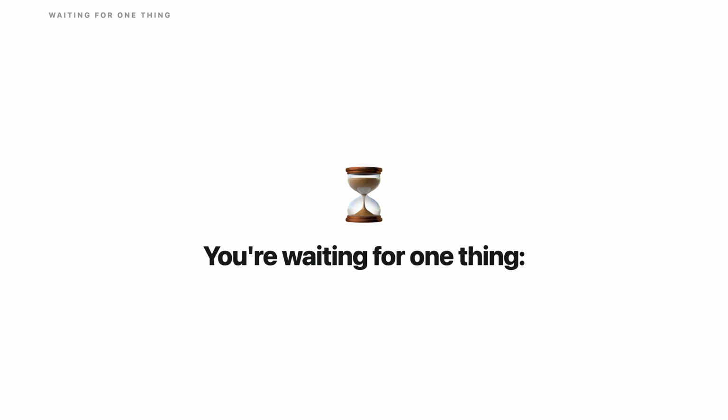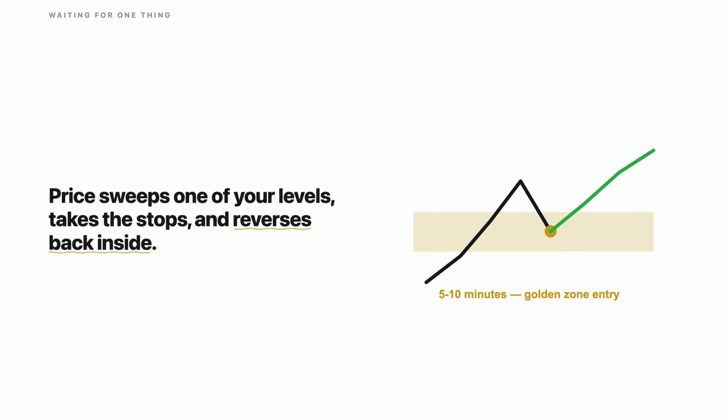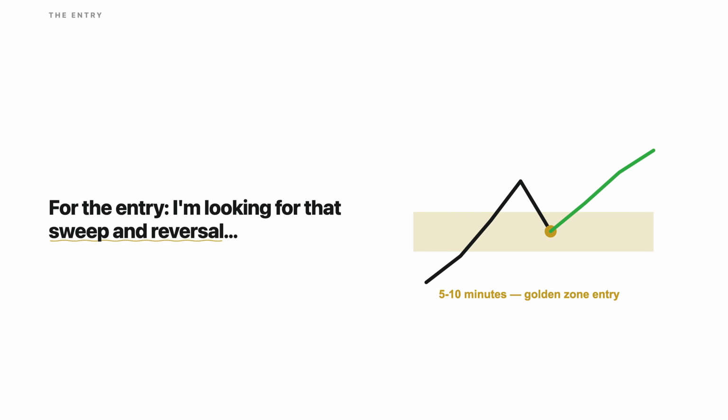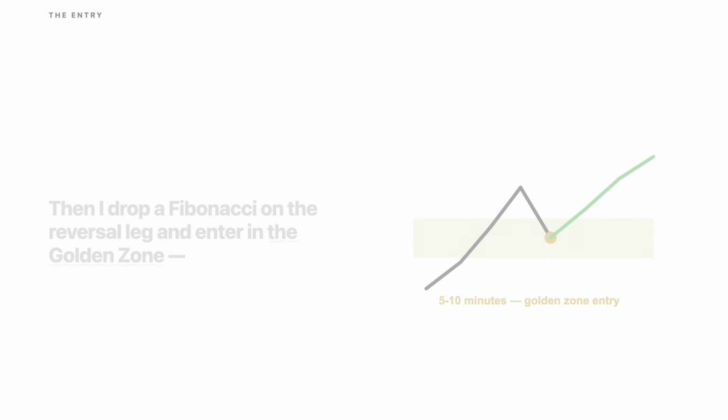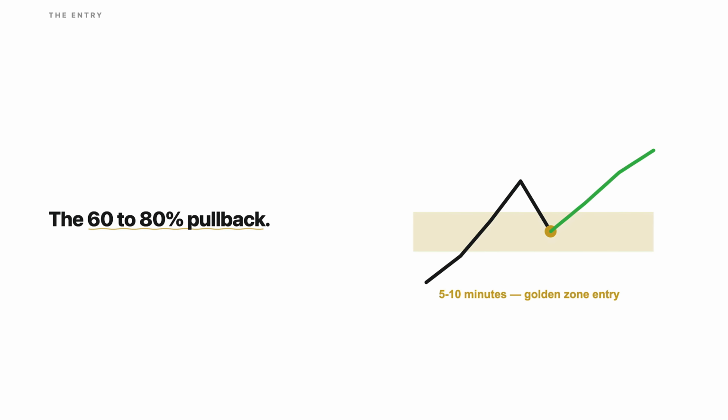So you're waiting for one thing: the manipulation of your range during the London or New York session. Price sweeps one side of one of your levels, takes the stops and reverses back inside. For the entry, I'm looking for that sweep and reversal. Then I drop a Fibonacci on the reversal leg and enter on the golden zone, the 60 to 80% pullback.